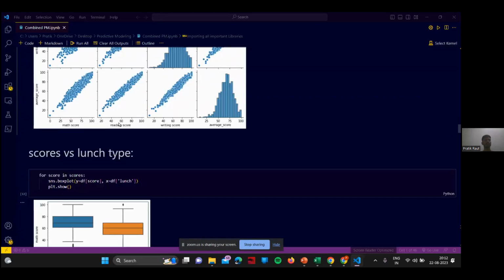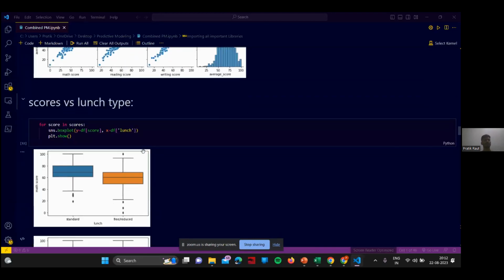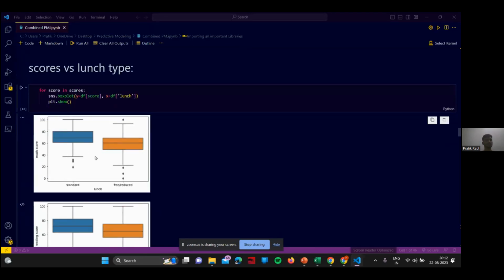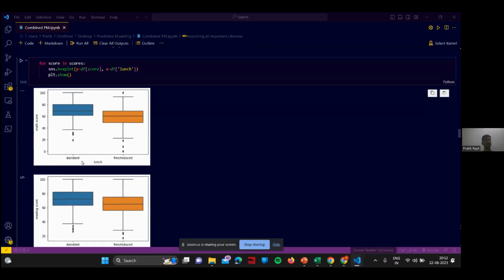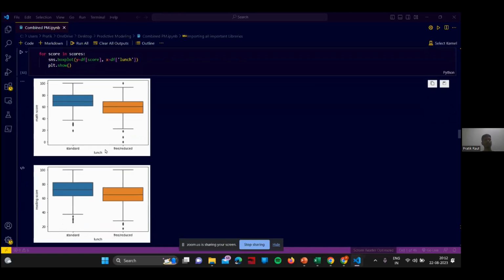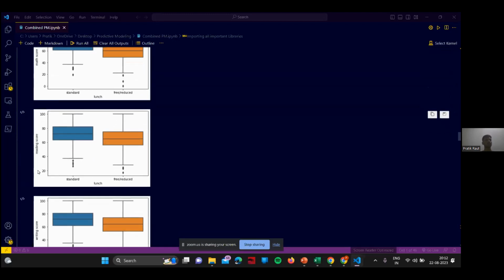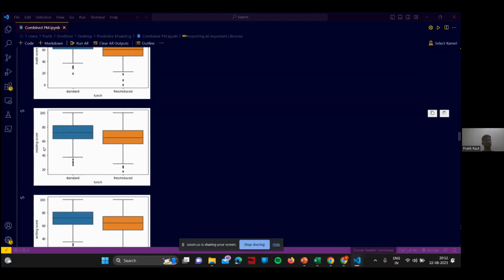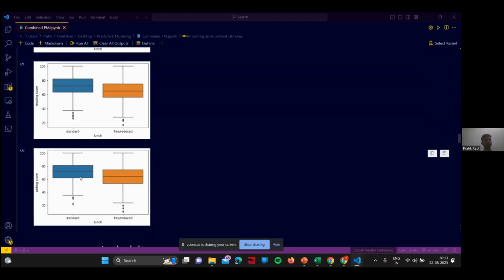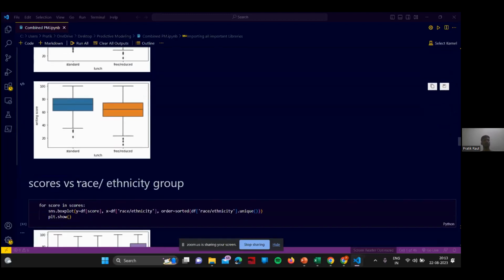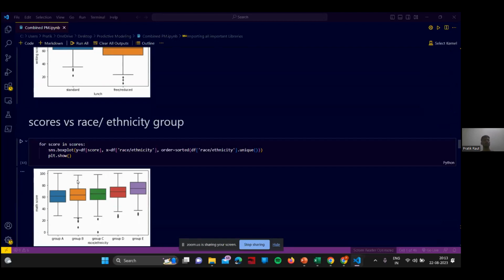Then we have the scores by lunch type. Here we can see the math score: those who take a standard lunch score more, and those who take free or reduced lunch score less. Here also the reading, those who take a standard lunch score also better in the reading score, and also in the writing score. Then we have the scores for the ethnicity groups.